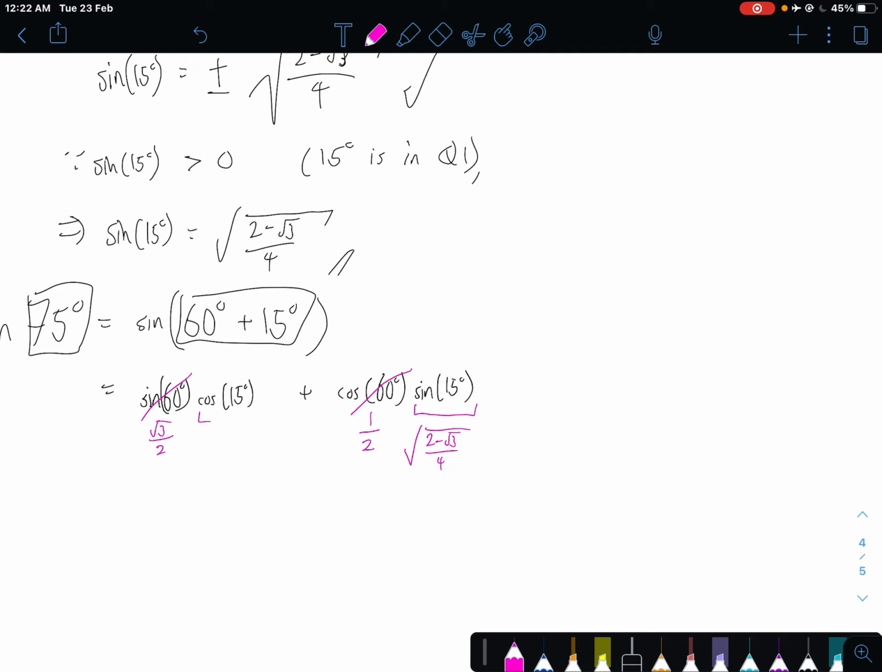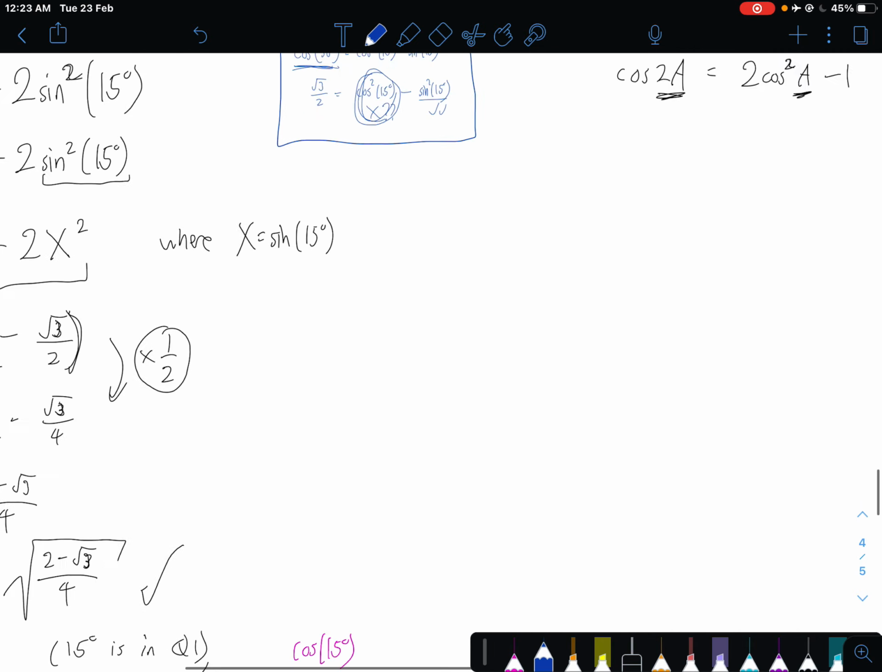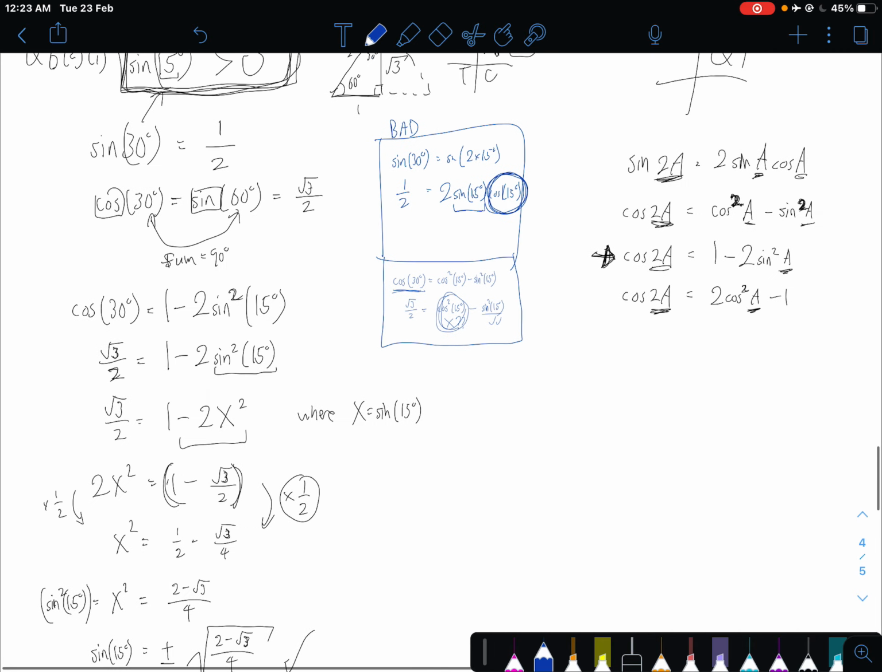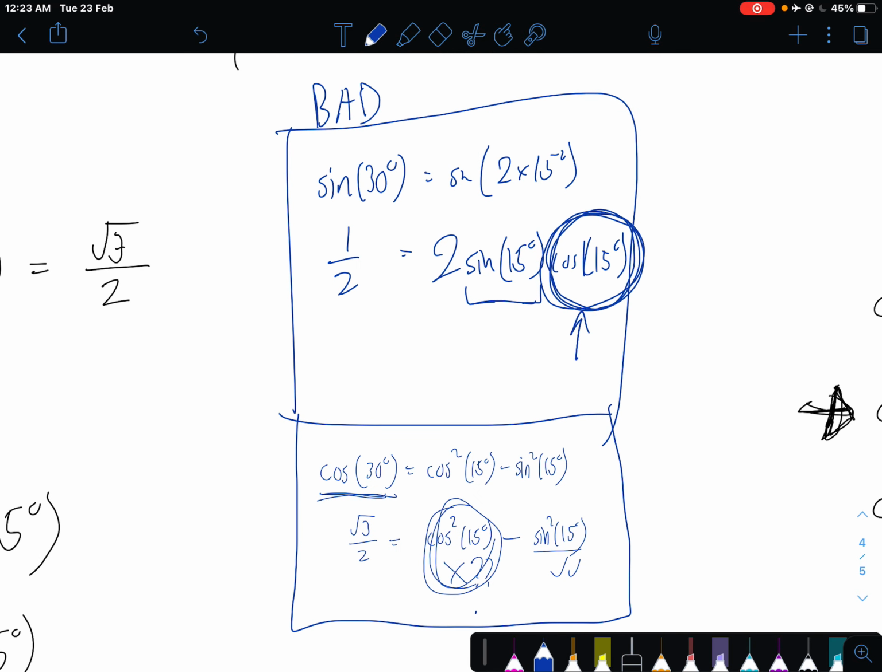But then there's this problem over here, cosine 15 degrees. What is cosine 15 degrees? I don't know. No need to worry, actually there is a way to find out what cosine of 15 degrees is. So we have created an extra problem for ourselves, but I think it's still manageable. Cosine 15 degrees, where did you see it before? In our back box, right? Oh, cosine 15 is here.